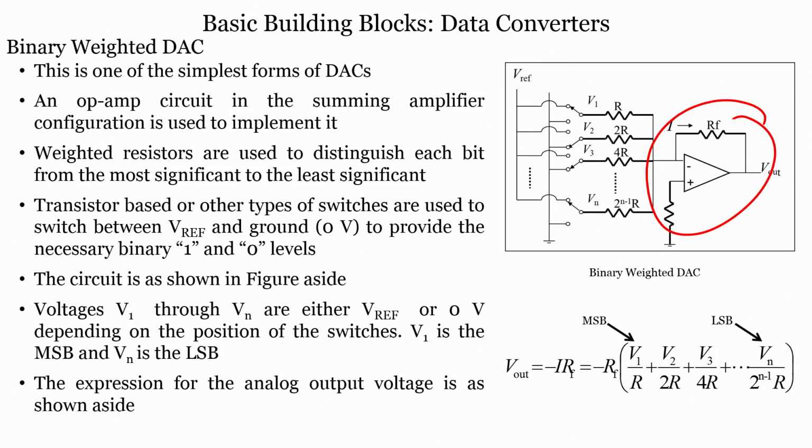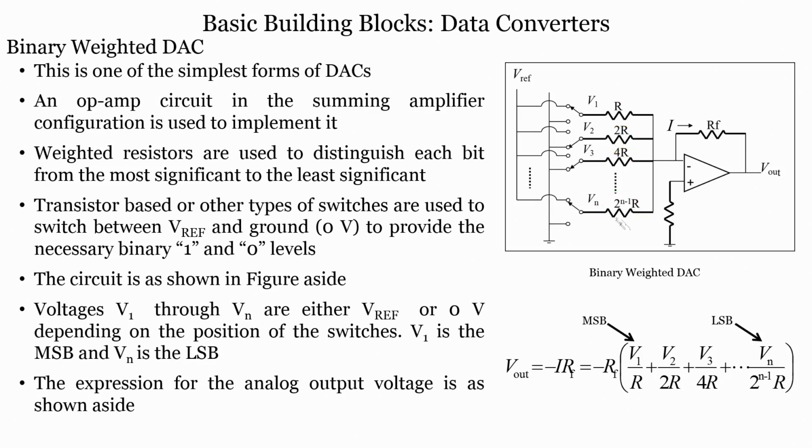If you recall the summing amplifier, all the voltages were summed together and amplified at the output. So this is similar to a summing amplifier, and it is used to implement the DAC as well. You see here the weighted resistor values changing from R to 2R, 4R, up to 2 raised to n minus 1 times R, for inputs V1 to Vn.